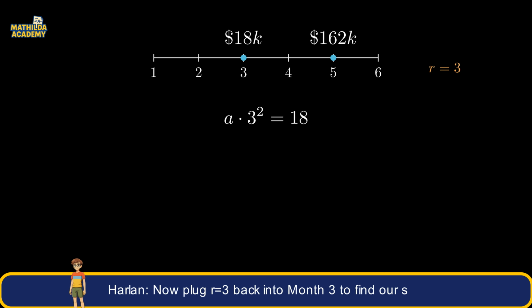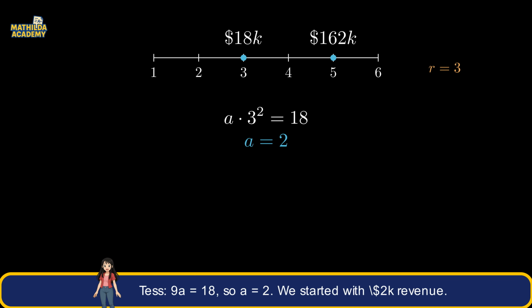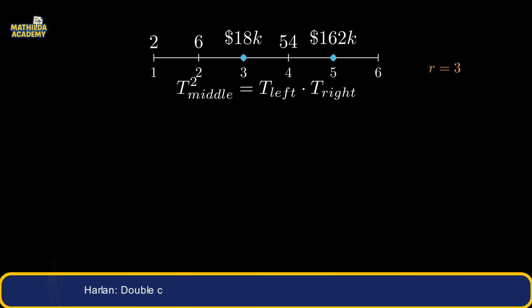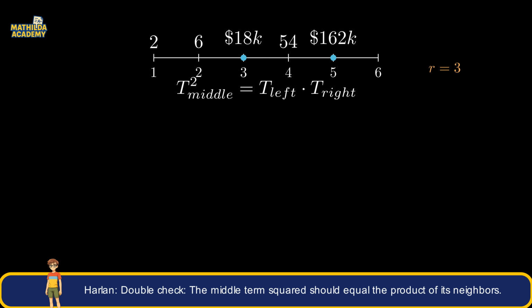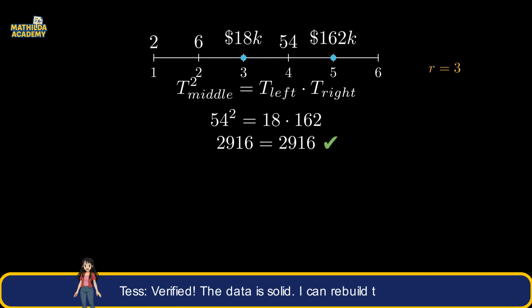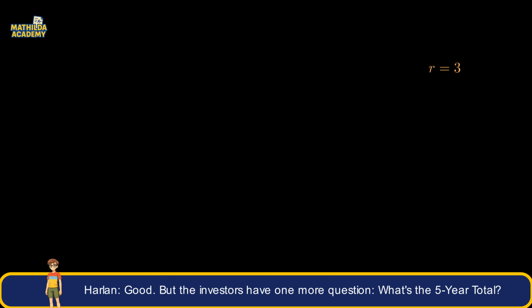Now plug R equals 3 back into month 3 to find our starting point. 9A equals 18, so A equals 2. We started with 2K revenue. Double check. The middle term squared should equal the product of its neighbors. Verified. The data is solid. I can rebuild the whole sheet. Good, but the investors have one more question.